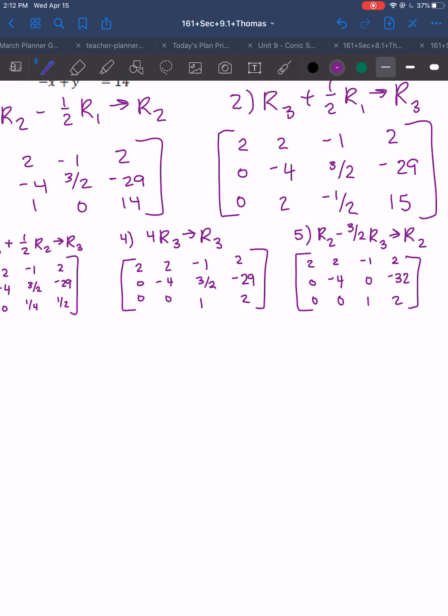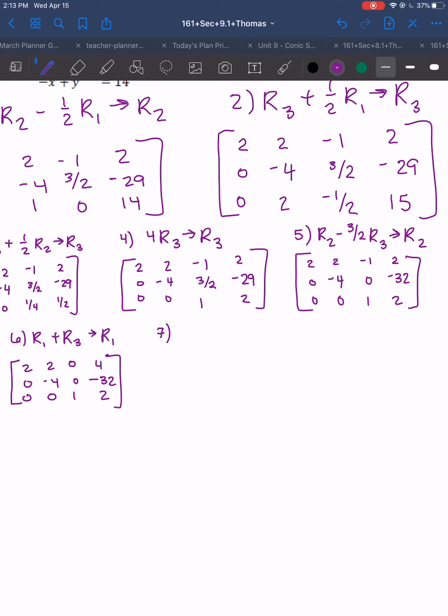Now I want the -4 to become a, well, we'll do this one first. We'll make that a 0 first. So I'm going to add row 1 and row 3 and put it in row 1. So I'm going to have 2, 2, 0, 4, 0, -4, 0, -32, 0, 0, 1, 2, and then 7.